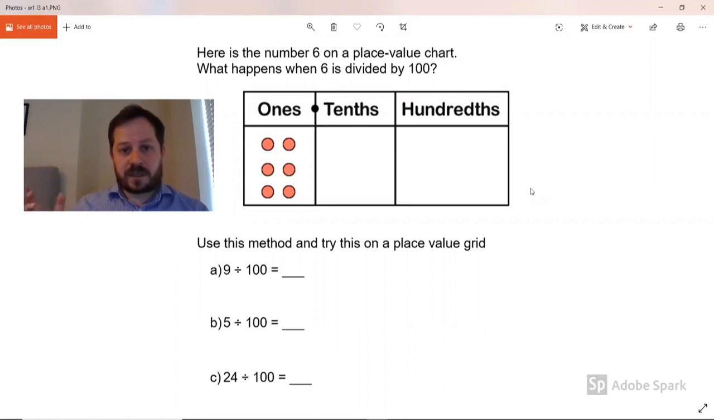So first, this is the number 6 on a place value chart. What happens when it's divided by 100? What direction do we move in? And what will our answer be? Then also we've got A, B, and C down here. 9 divided by 100, 5 divided by 100, 24 divided by 100. Have a go and see if you can work it out. Use a place value grid if you need to. Remember your decimal point. Very important.